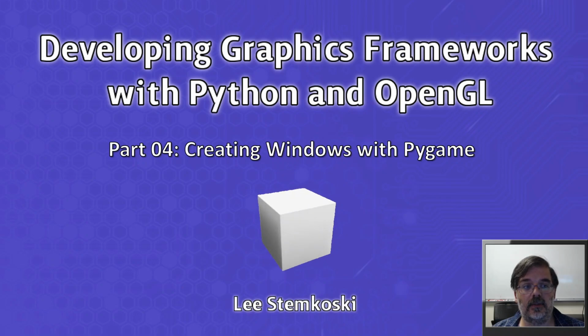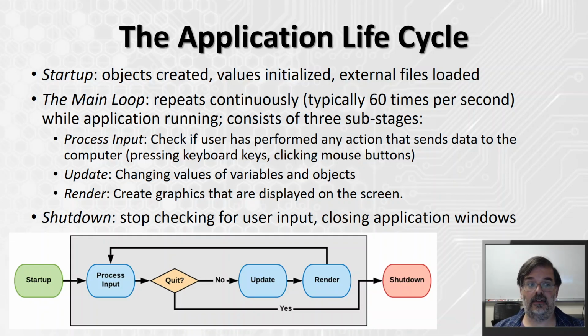First, we need to learn a little bit about the application lifecycle. Every interactive, graphics-based animated application will require this set of stages. First, every application has a startup stage where we'll create our objects, initialize values, and load any external files. And then our application will enter something called the main loop. And this is going to repeat continuously. Since we're doing a desktop-based application, we'll aim for 60 frames per second as long as the application is running.